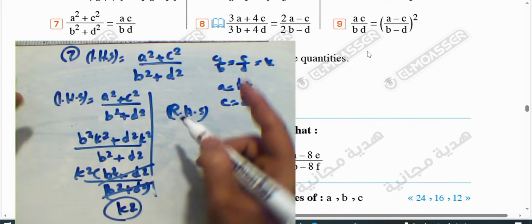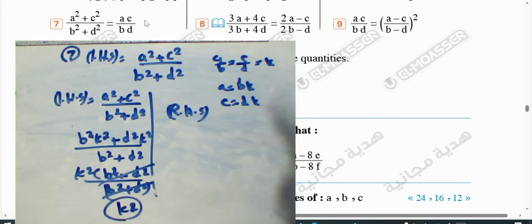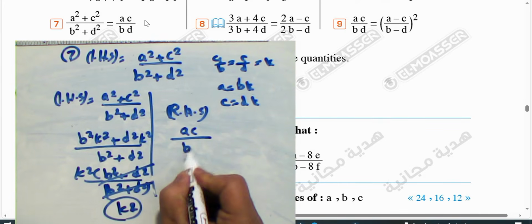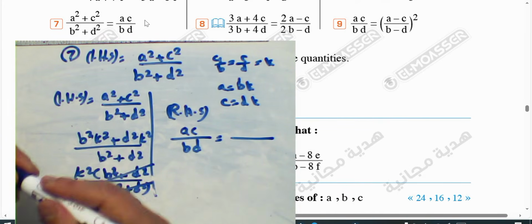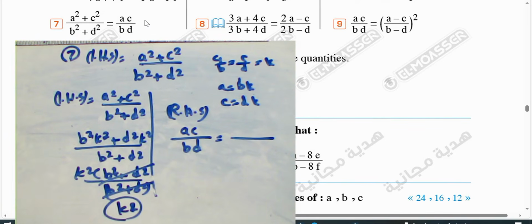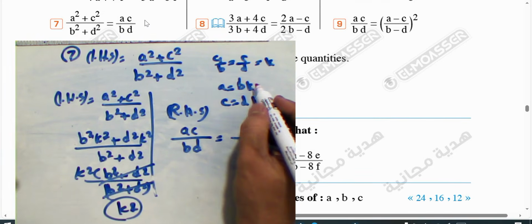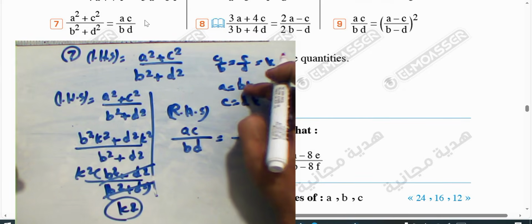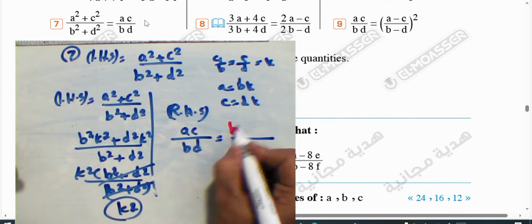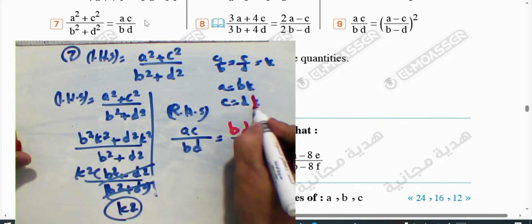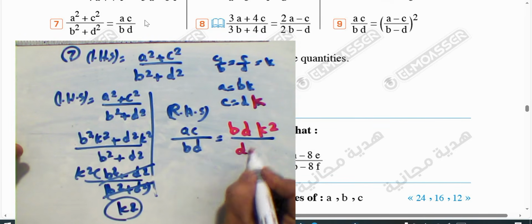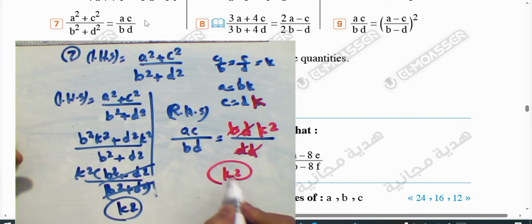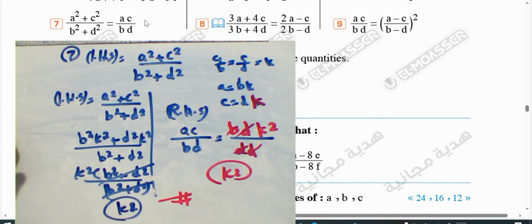Right hand side here equal what? Number 7, a c over b d. A times c, where a was bk product by c, d k, b d k k, k squared, right? b d k by k, k power 2, and b times d here, cancel b by d here, then the result will be k power 2. They are equivalent. Left hand side equal right hand side. It's question number 7.